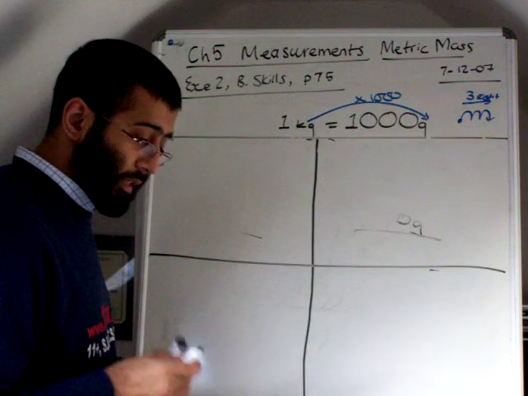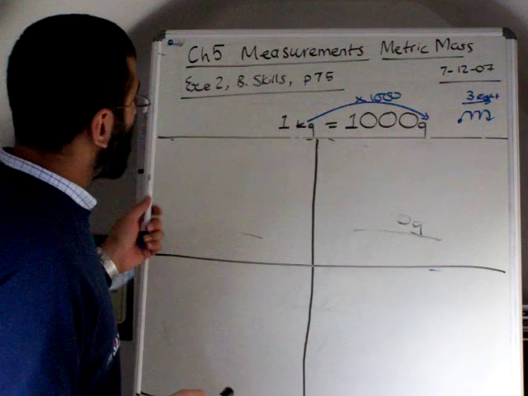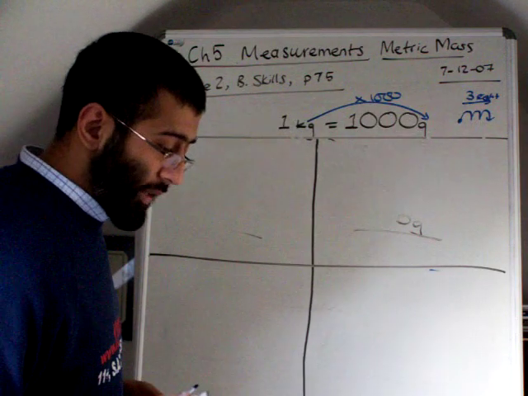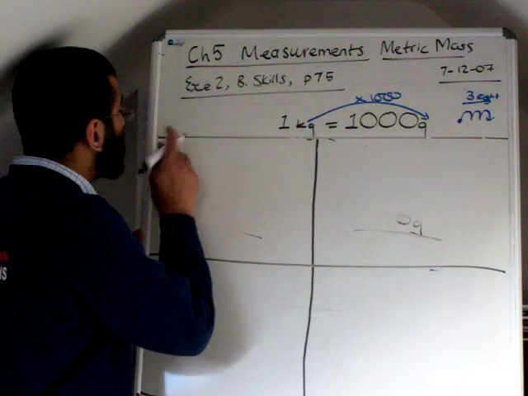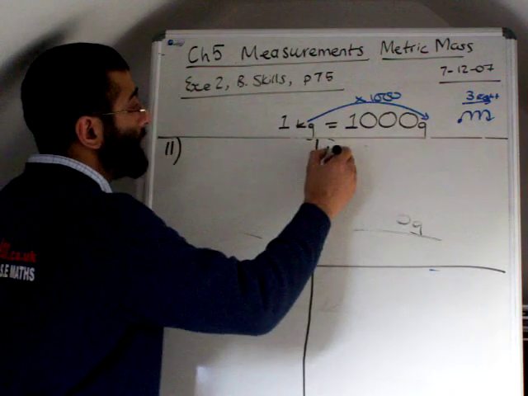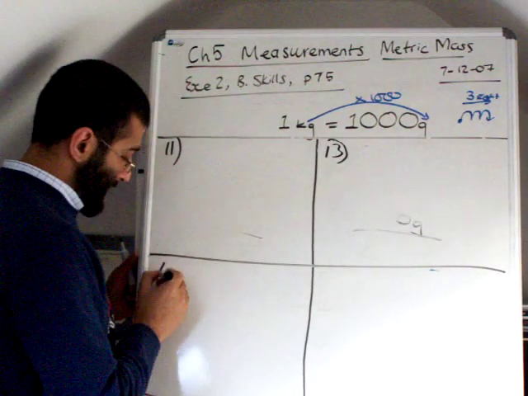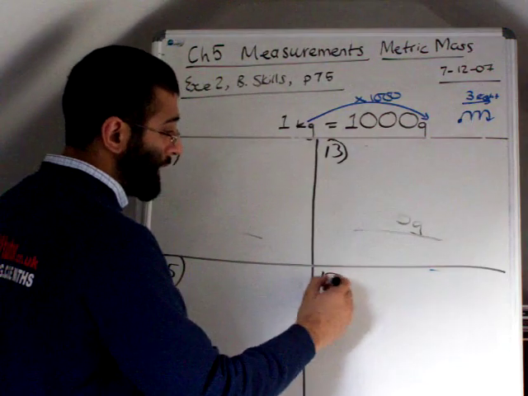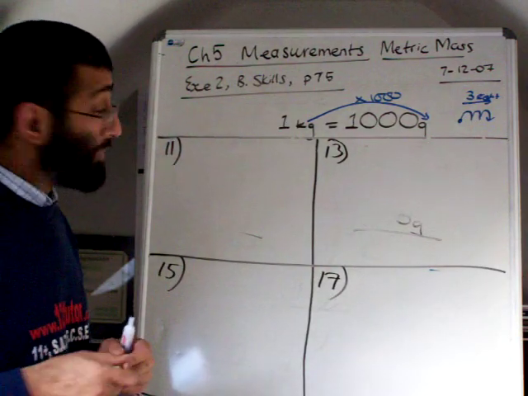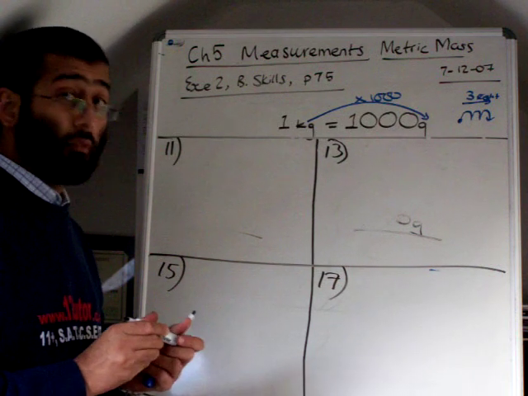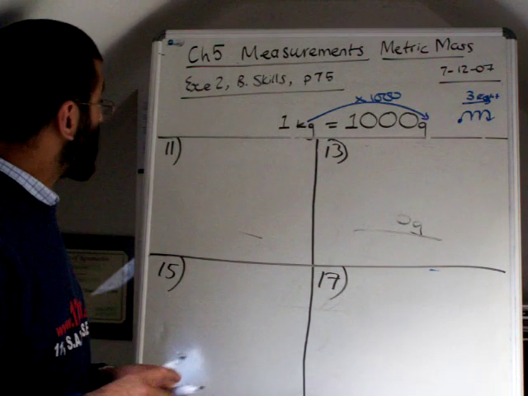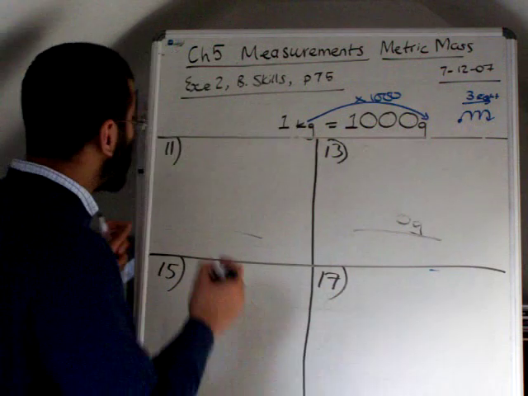Right, so let's have a look. Now, where have we got to? We've done 1, 5, 7, 9. We've got 11, 13, 15, 17 to do. Let's finish this homework off. By the time you get to the end of this exercise, you should be an expert on this stuff. Okay, let's go. Number 11, 4.15 kilograms.